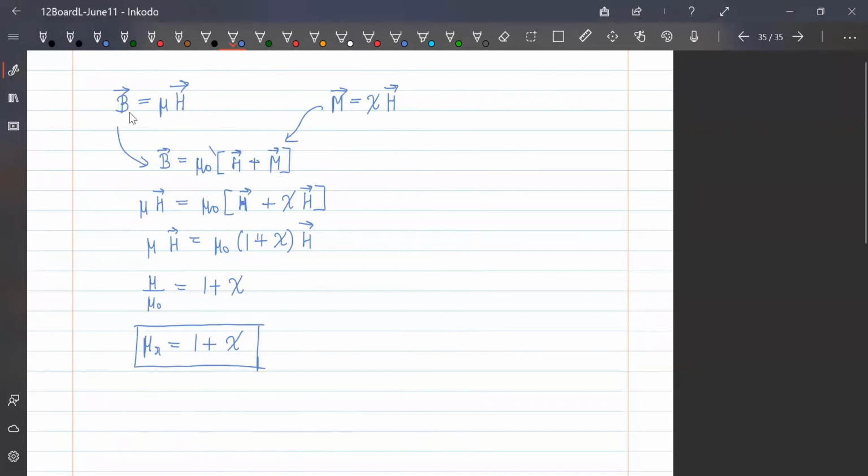So what does this relation tell us? The magnetic field induction is proportional to the magnetic field intensity. Magnetic field induction is proportional to magnetic field strength. And this relation tells that the intensity of magnetization is proportional to magnetic field strength. And from there we get this result: mu r is equal to 1 plus xi. I should write xi m, that is magnetic susceptibility.